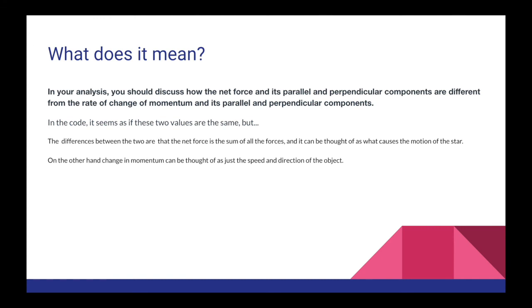On to some final questions for this lab. What is the difference between the change in momentum and net force? The differences between the two are apparent, as the net force is the sum of all the forces, and it can be thought of as what causes the motion of the star. On the other hand, change in momentum can be thought of as just the speed and direction of the object. So even though in the code they seem the same, they are indeed different.